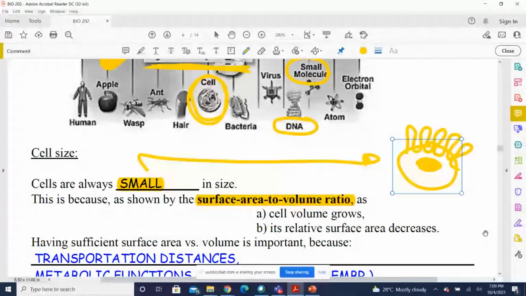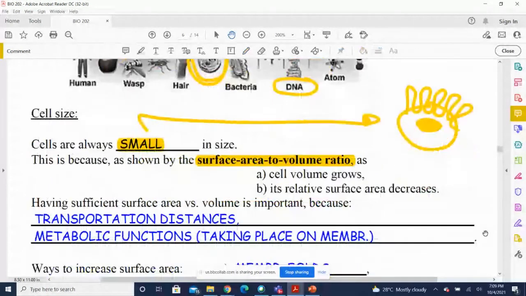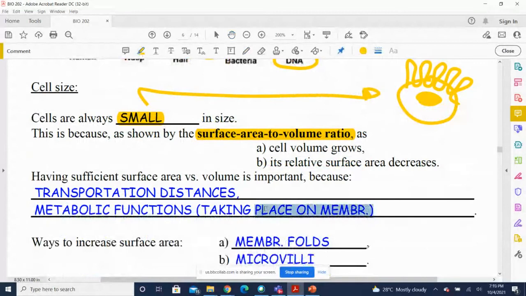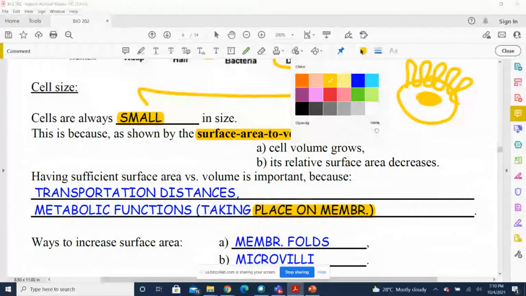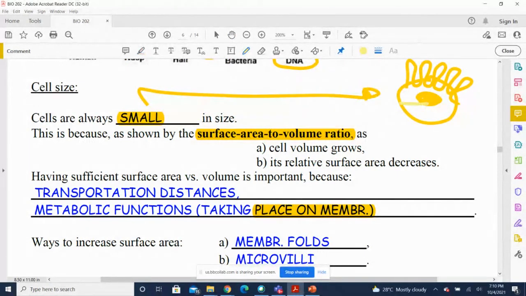Otherwise, for the metabolic functions, the reactions that take place on the cell membrane, there's just not enough cell membrane to serve that volume. Also, there are the transportation distances within the cell. If the cell grows too large, it might take too long to get from the cell membrane to the inner parts of the cell. So that could be an issue as well.